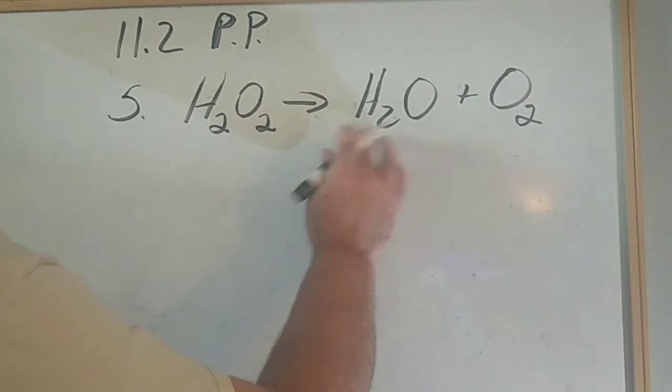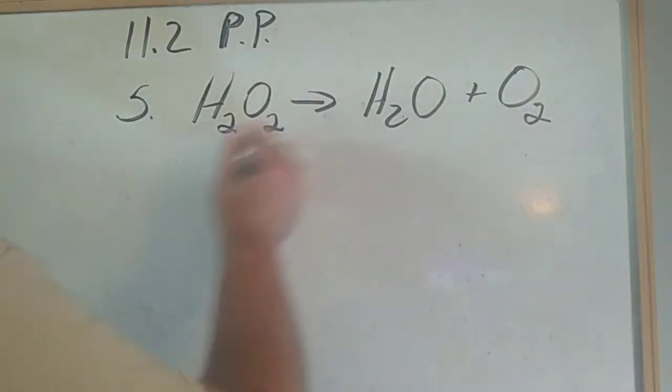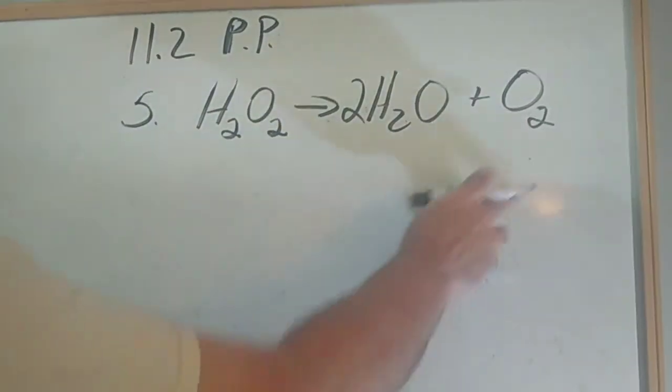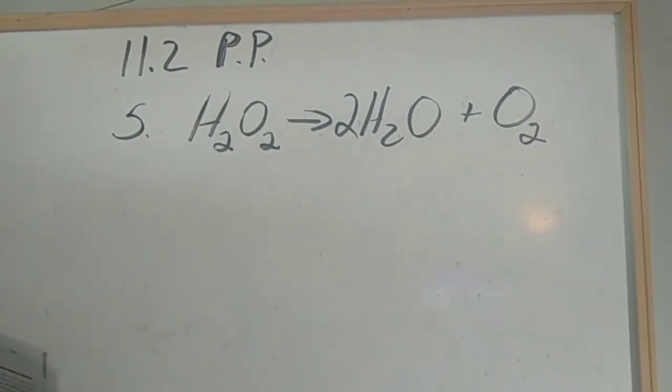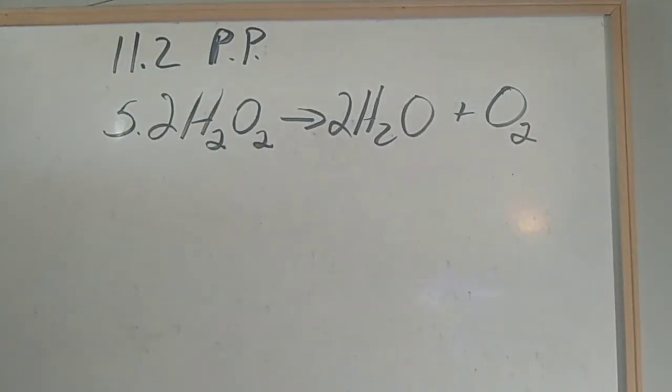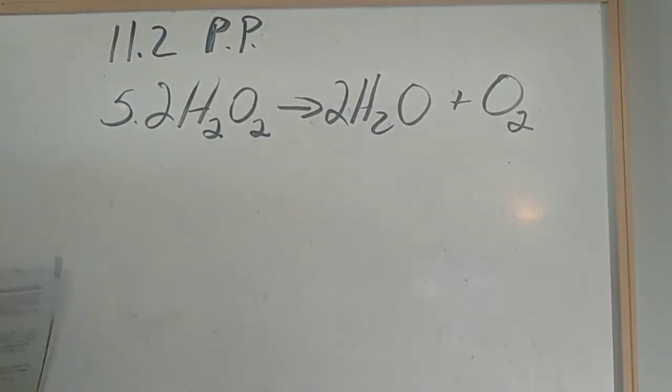We want to put an even number. We got 3 oxygens on this side. We got 2 on this side. So let's get this back to an even. So we now have 2 oxygens, and 2 is 4 hydrogens. Put a coefficient 2 on the front on our peroxide. We now have our balanced equation.